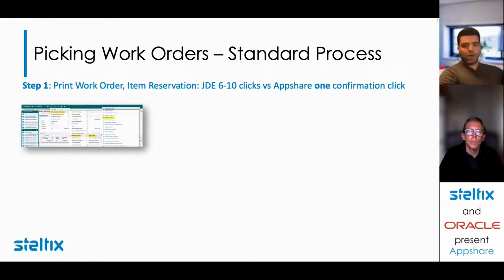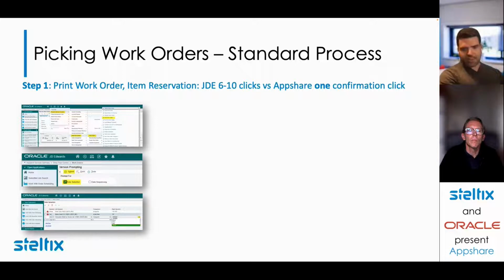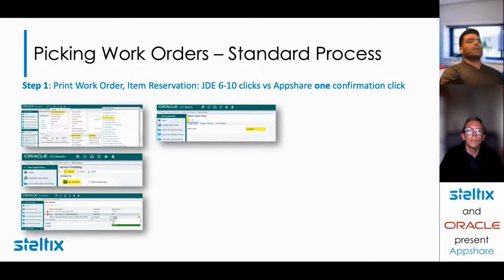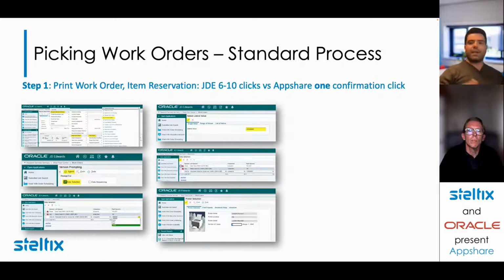So they start with going to the task menu, finding the right application, and then they need to submit the job to print the work order. They need to select the data selection. They need to put a value in the processing options, print that, and so on. And up to the end, they have this work order printed, right?